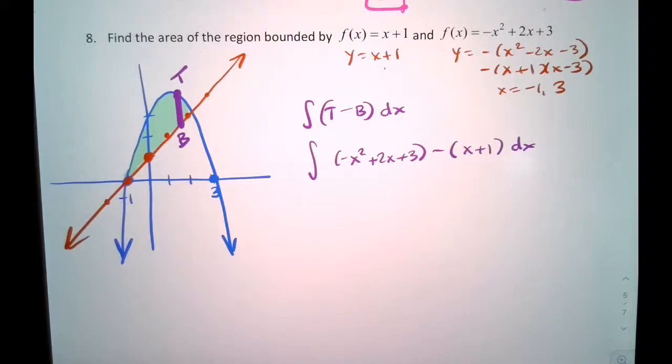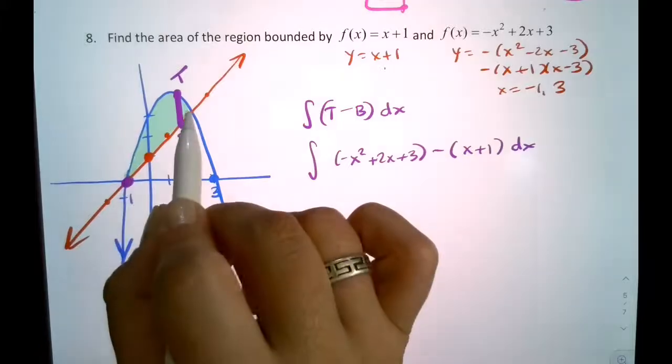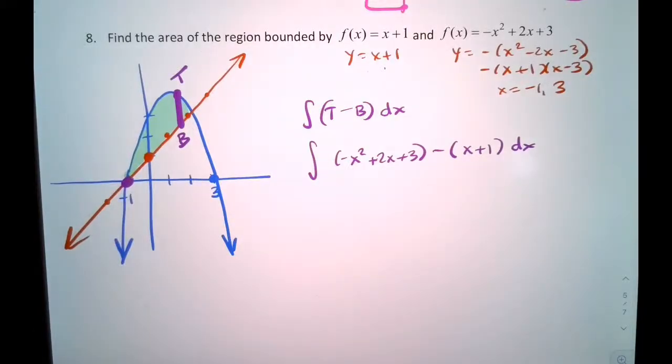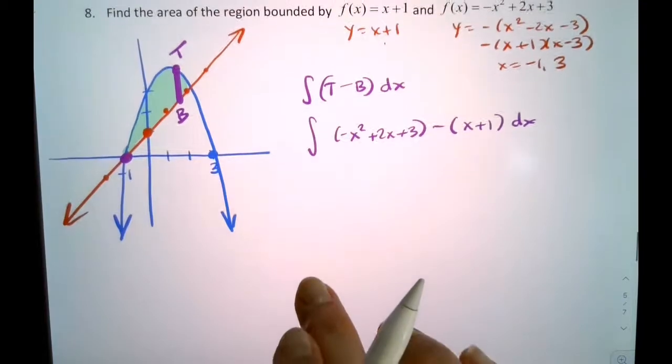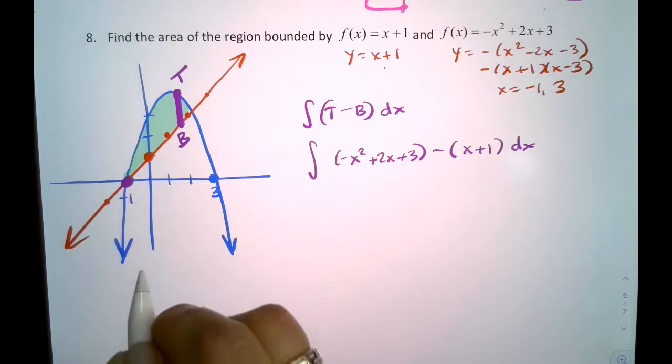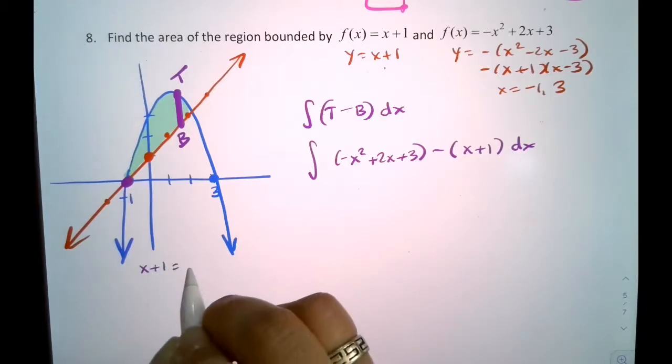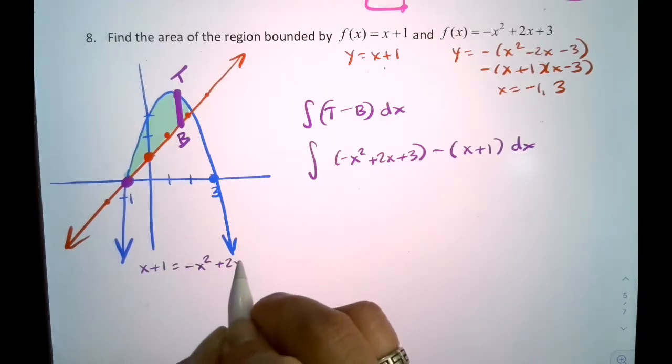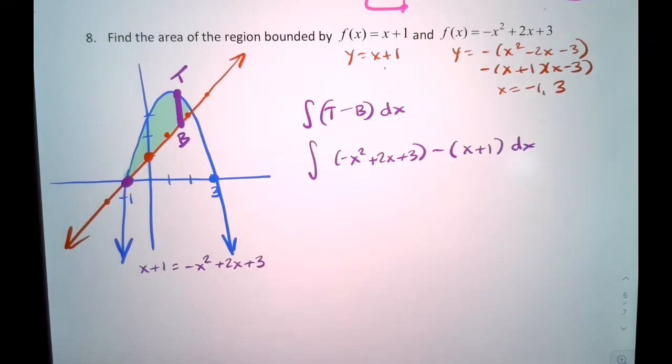And my limits of integration, well, I can kind of see that they are matching up at -1, but I don't know what this one is. My picture is not well enough to scale for me to eyeball that. So I'm going to do what I should be doing here, which is setting these two equations equal to each other to find the intersection points, which will become your limits of integration.